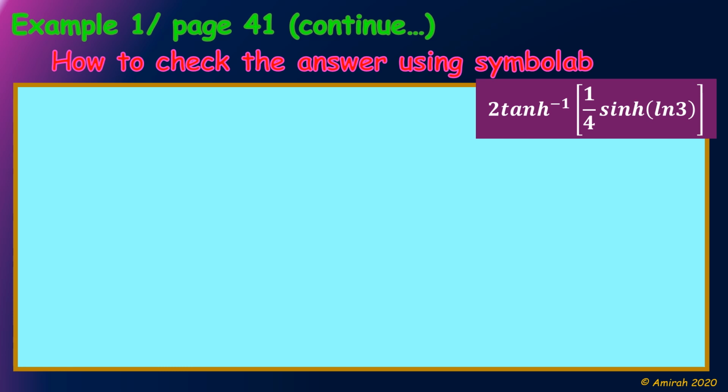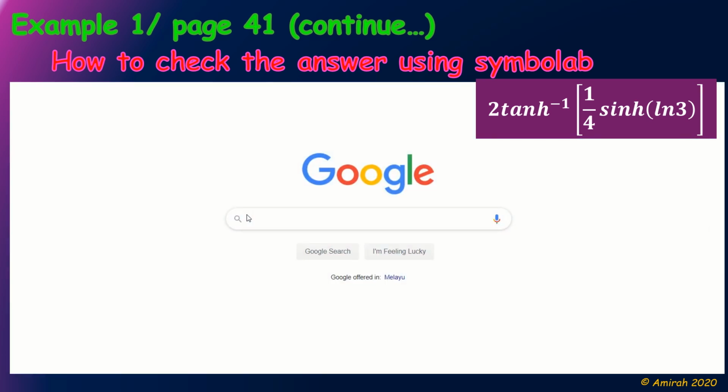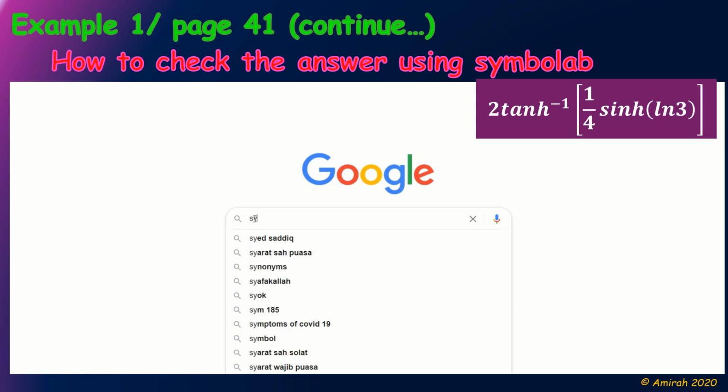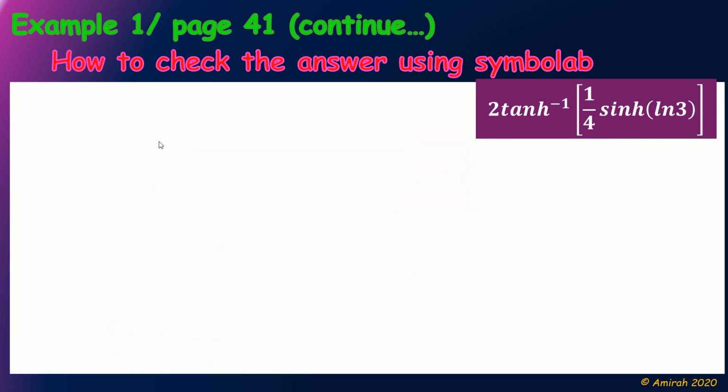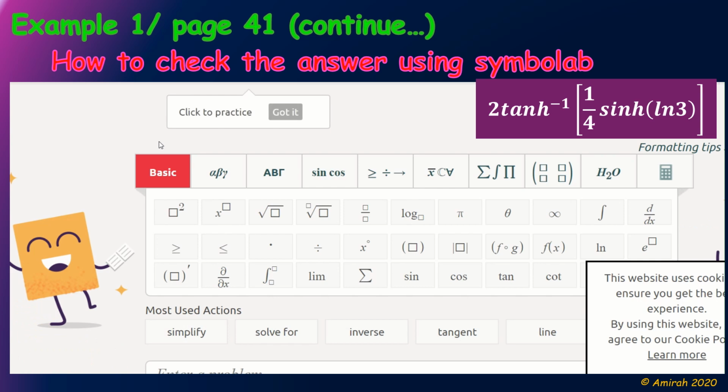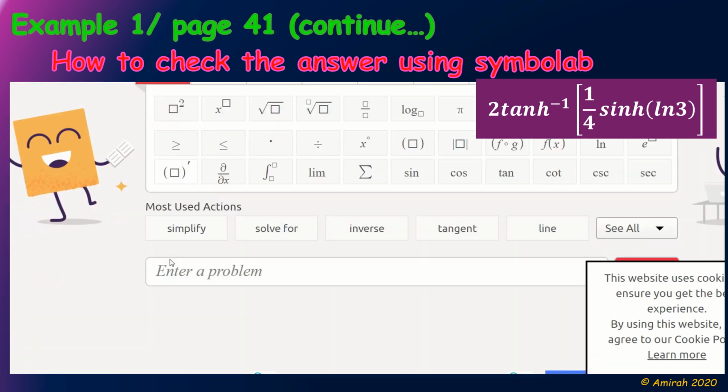Now let me show you how to check the final answer using Symbolab to solve 2 inverse tanh of 1/4 sinh ln 3. First, we need to type Symbolab in your Google search, and then just choose symbolab.com. Then we get this.